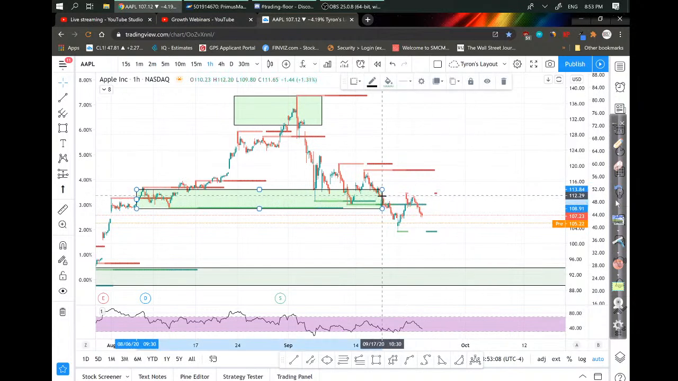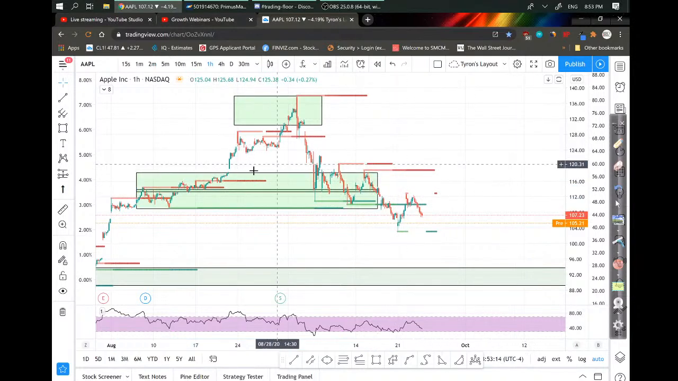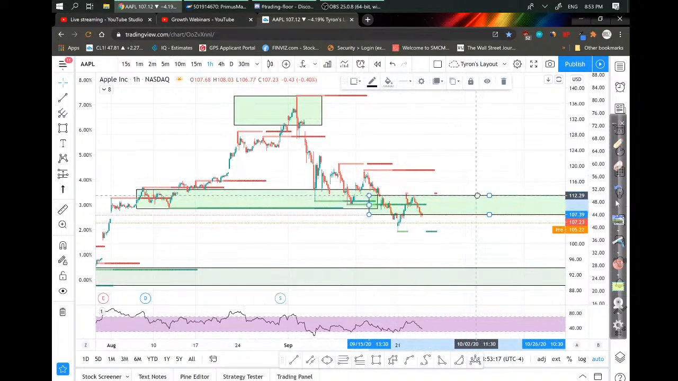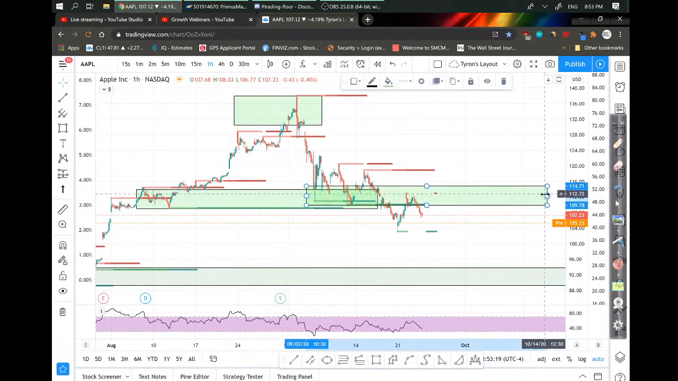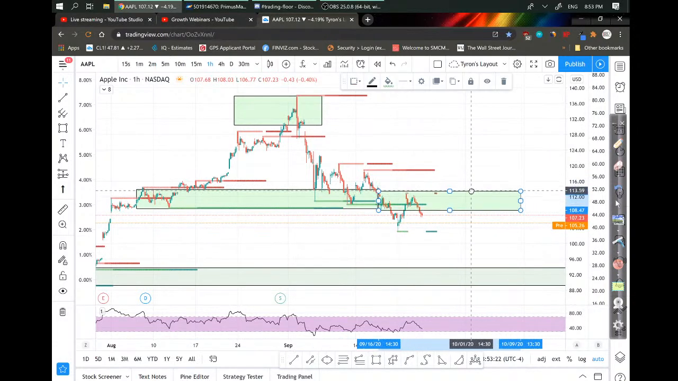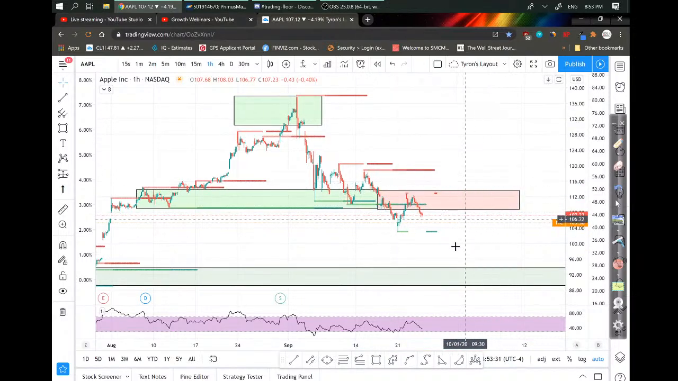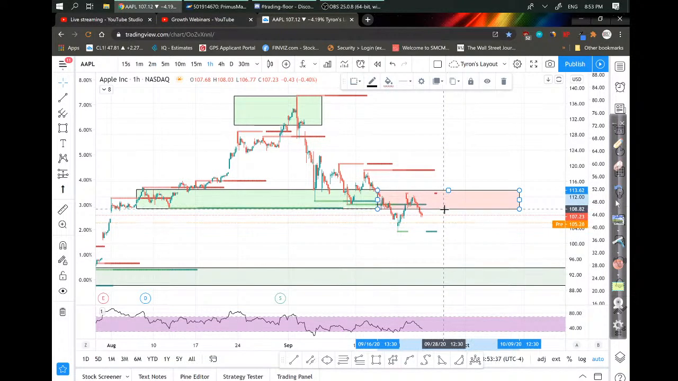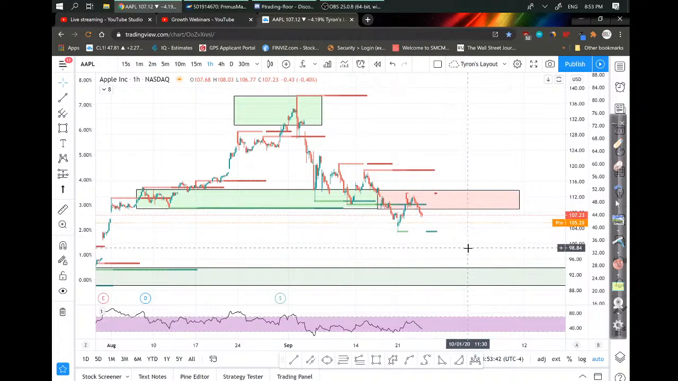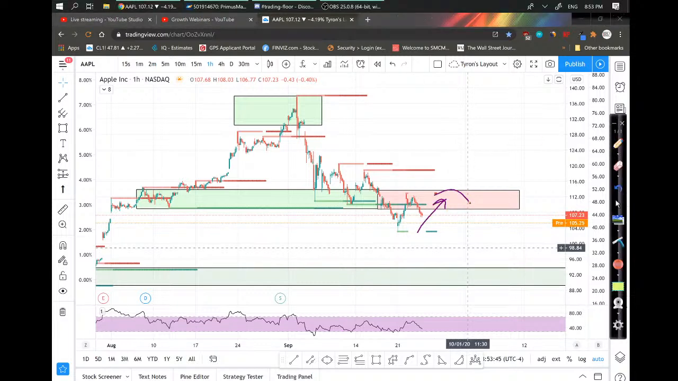So what's going to happen here? What we're going to do is turn this into a red box. Why? Because now this is starting to act like a selling zone instead of a buying zone. Okay, there we go. So now you have that. Now, if this becomes a selling zone instead of a buying zone, what's going to happen when Apple comes up? This is going to be used as a resistance point. Okay, so you have to be aware of it.